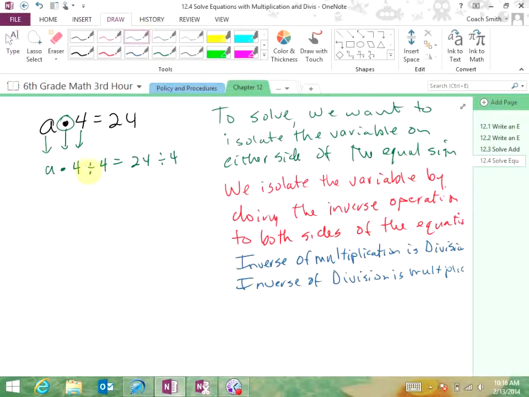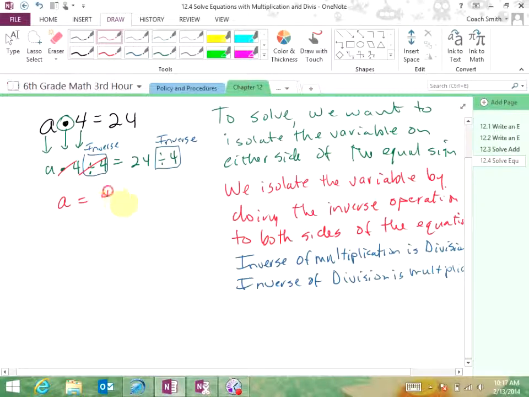Now, once again, this was the inverse. So I had to do the inverse over here. Okay? Over here, the inverse cancels, leaving me with A is equal to basically 4 into 24, which goes 6 times, so A is equal to 6.